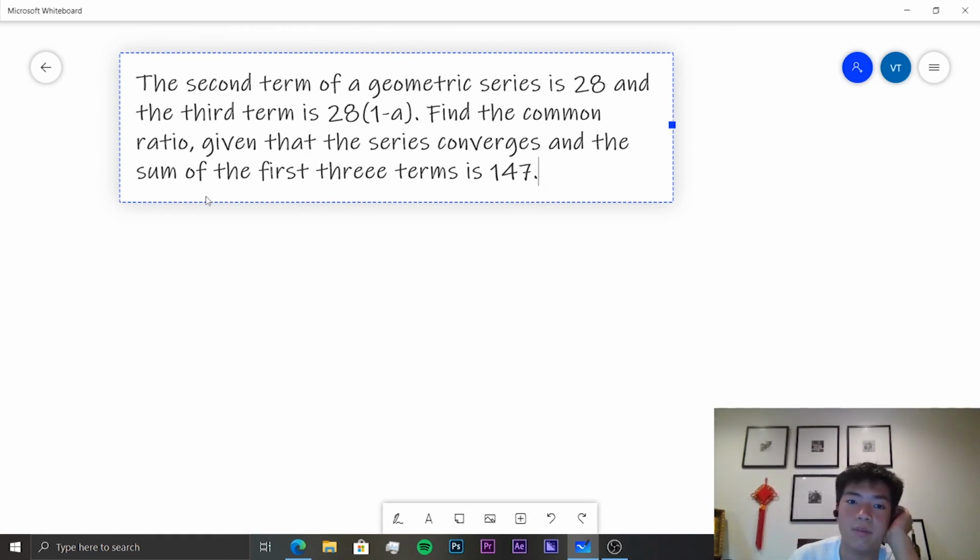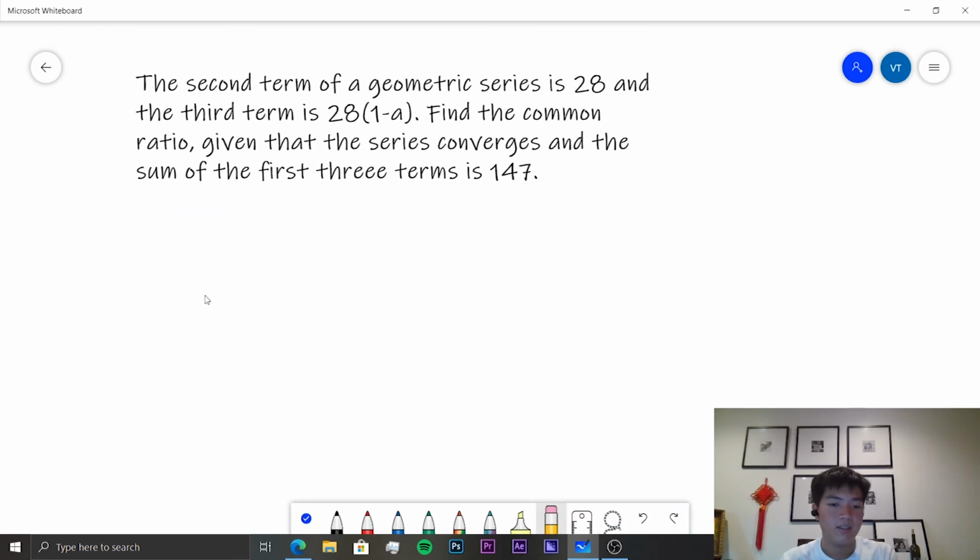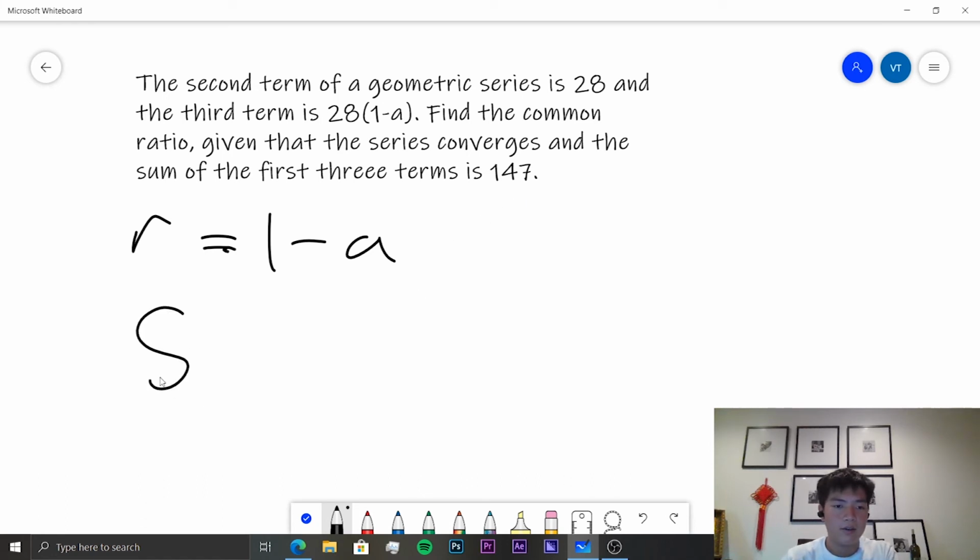The common ratio is 1 minus a. I don't know why they gave us a. So the common ratio is clearly 1 minus a, since to get from the second term to the third term, we multiply by 1 minus a. The sum of the first three terms is 147.